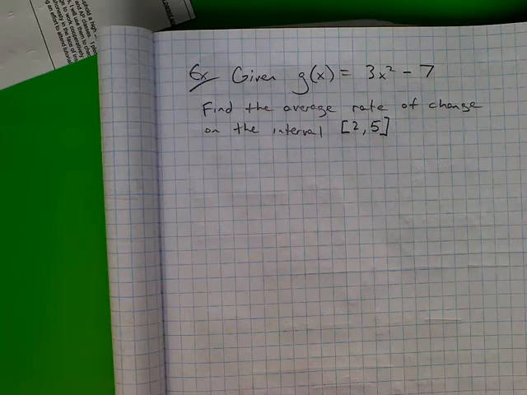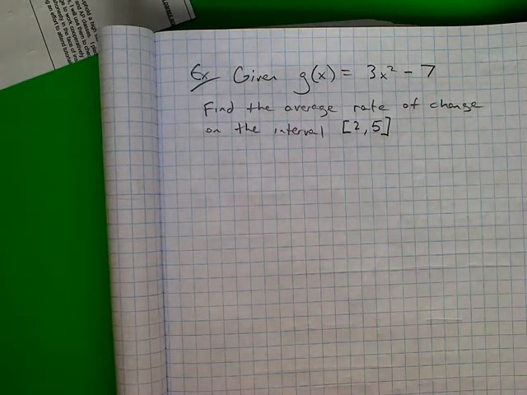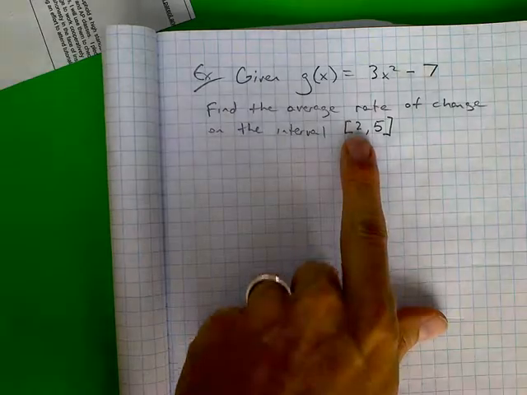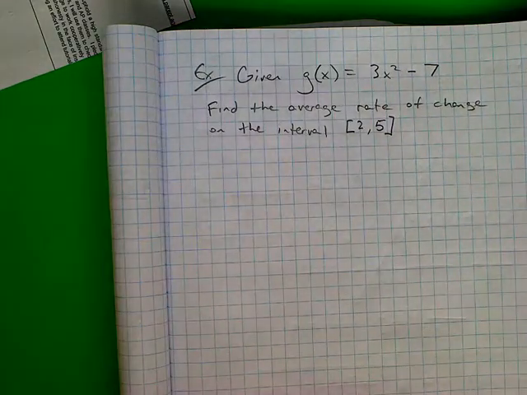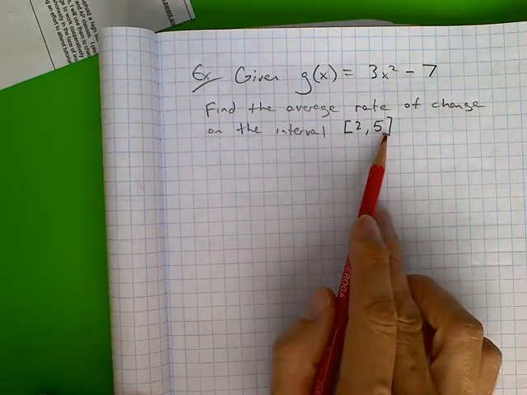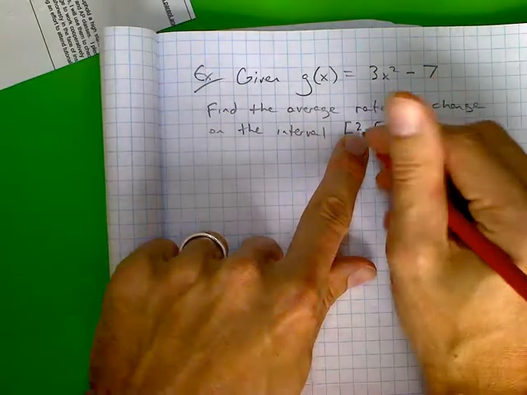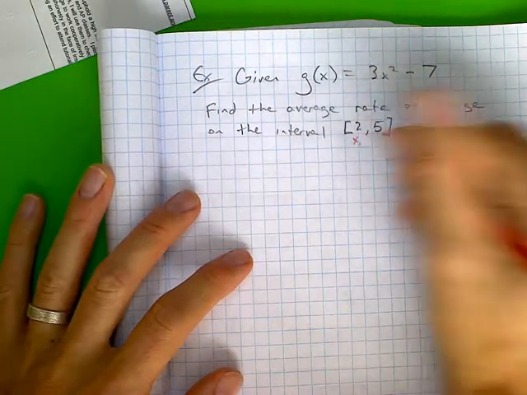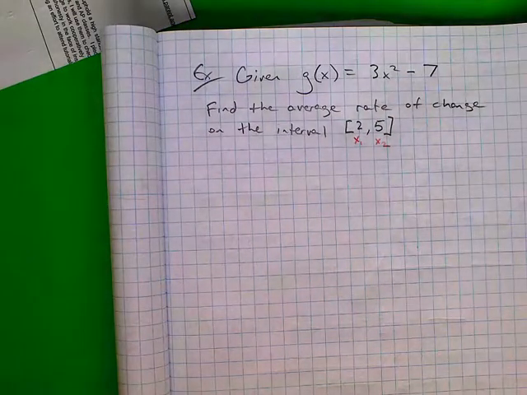Okay, so we want to find the average rate of change on the interval from 2 to 5. Now, when we're given an interval like this, what are this 2 and this 5? Is that an x and a y value? Is that a point? Yeah, these would be just x values. So we might say that the 2 is like the x1, and then the 5 is the x2. Those are our two x values.